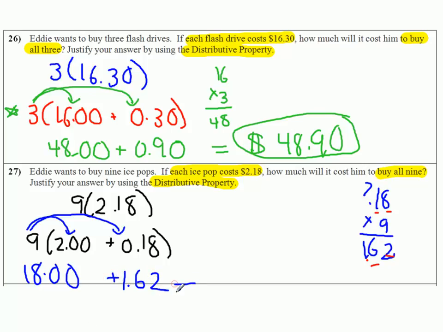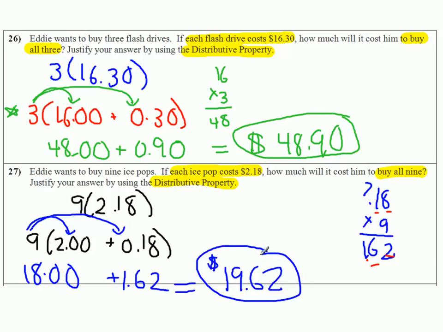But that doesn't make the adding too complicated. $18 plus the $1.62, $19.62. Again, if you get stuck on this, you can always do this math and get 1962. So if you're ever confused and you're not sure if you got the right answer, you can check it.